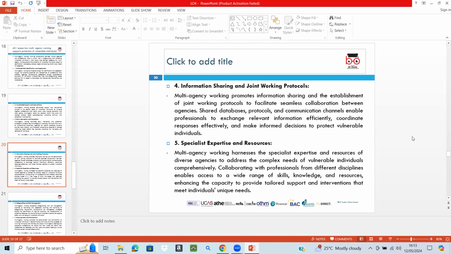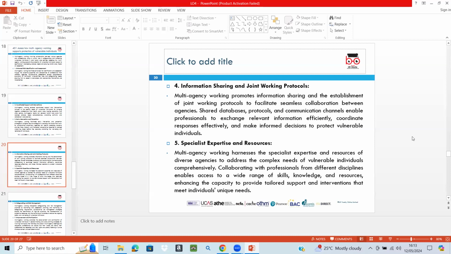These collaborative practices help ensure that information is shared in a timely manner, enabling a united and coordinated approach to protection and support. Then we have specialist expertise and resources. Right. So in multi-agency working, the pooling of specialist expertise and resources from diverse agencies enhances the capacity to address the complex needs of vulnerable individuals comprehensively by collaborating with professionals from different disciplines.